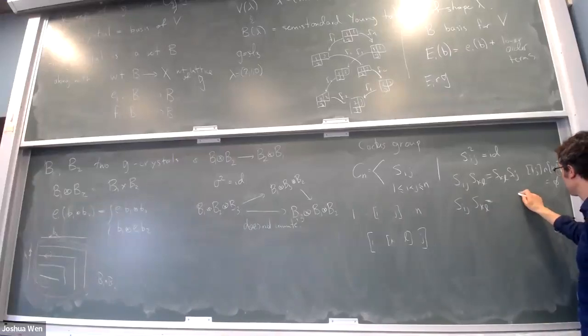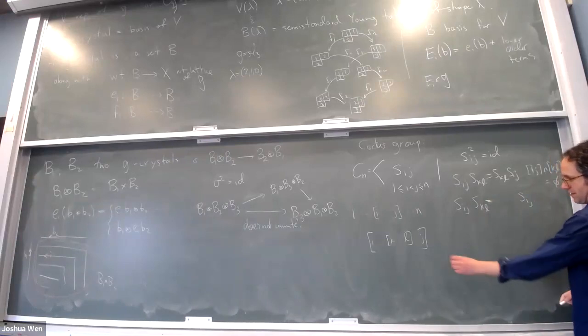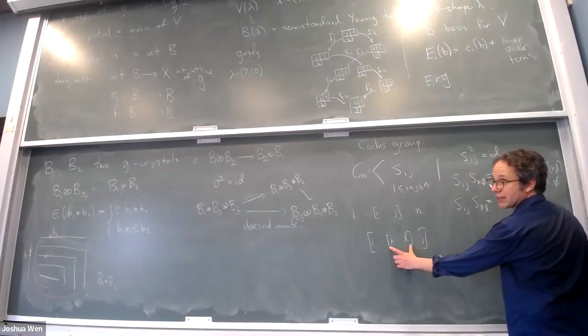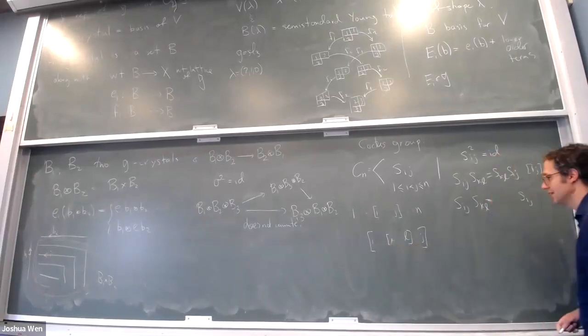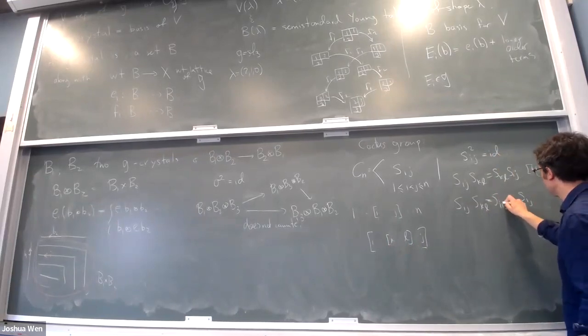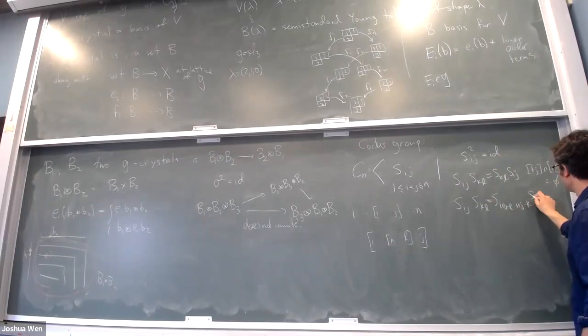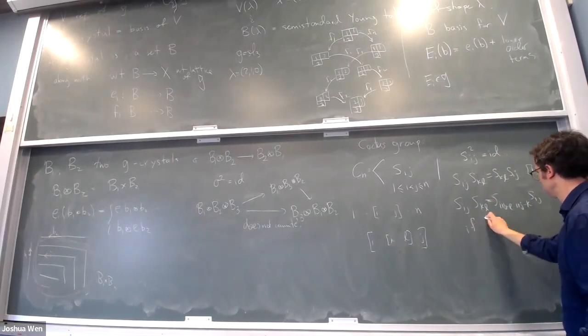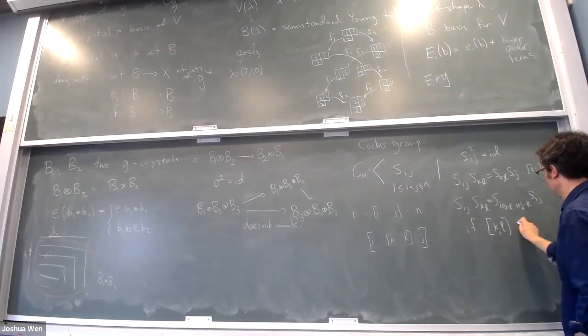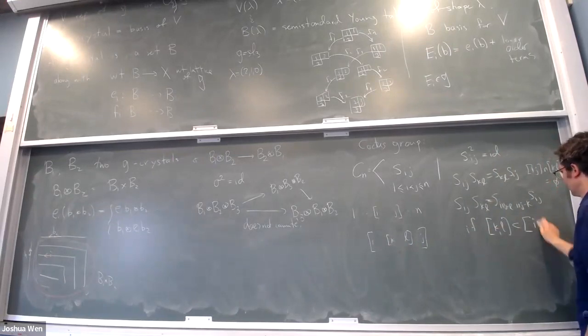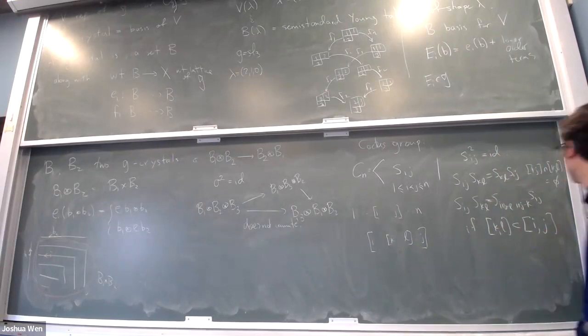So this will be S_ij, and what you get is what you get by flipping this inner interval inside of the outer interval, giving i plus j minus l, i plus j minus k. So that's the definition of this.